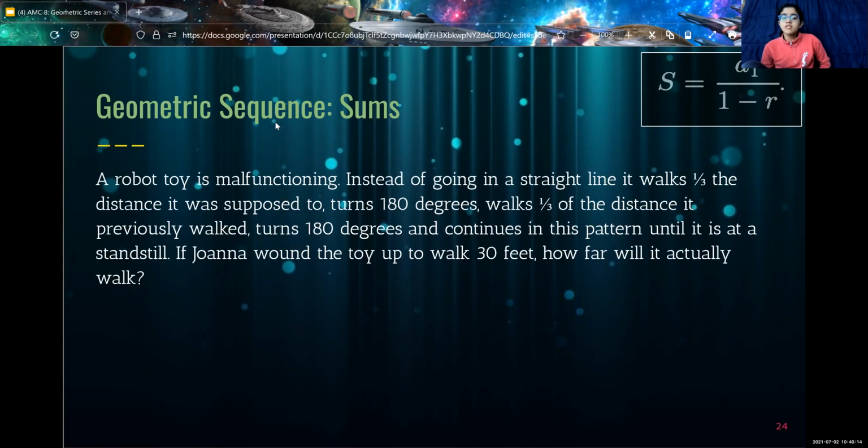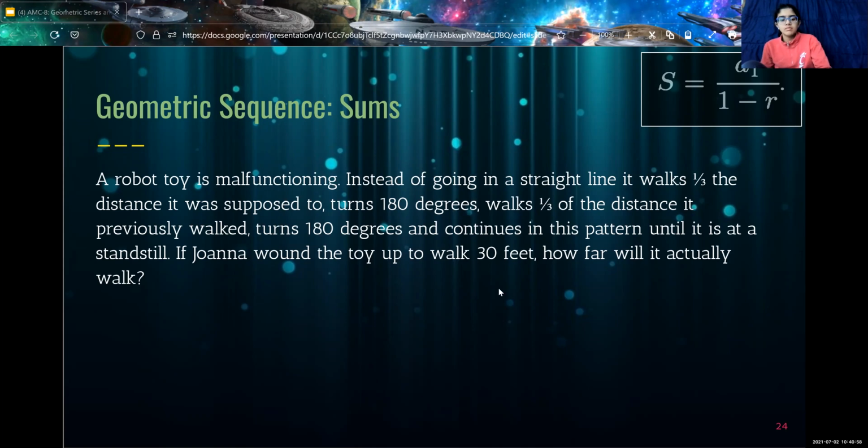Okay, this is a word problem using this. A robot toy is malfunctioning. Instead of going in a straight line, it walks 1/3 of the distance it was supposed to, turns 180 degrees, walks 1/3 of the distance it previously walked, turns 180 degrees, and continues this pattern until it is at a standstill. If Joanna wound up the toy to walk 30 feet, how far will it actually walk? I will let you guys solve this on your own because it is a word problem, and the equation you require is given to you.